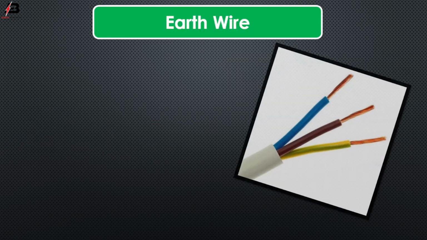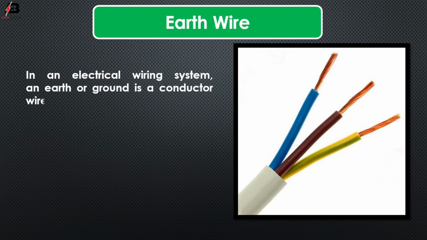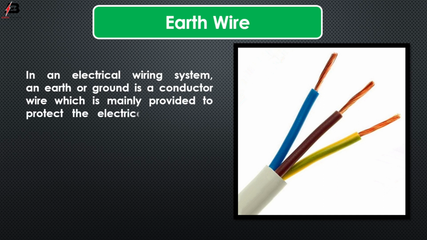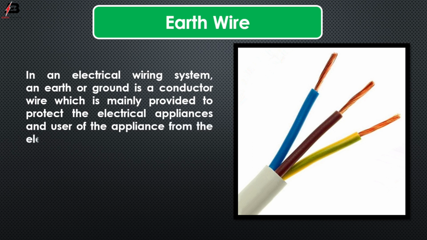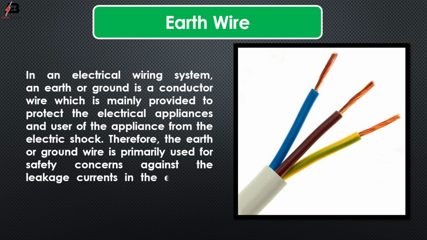Earth wire. In an electrical wiring system, an earth or ground is a conductor wire which is mainly provided to protect the electrical appliance and users of the appliance from the electric shock. Therefore, the earth or ground wire is primarily used for safety concern against the leakage currents in the electrical systems.